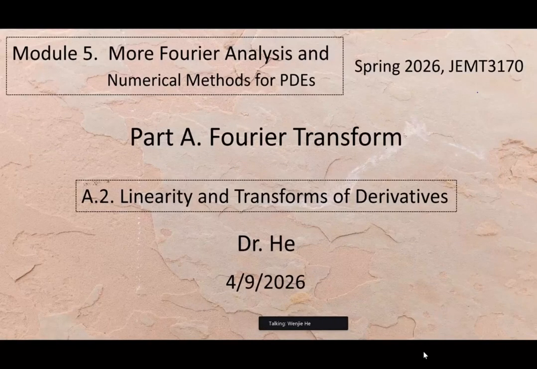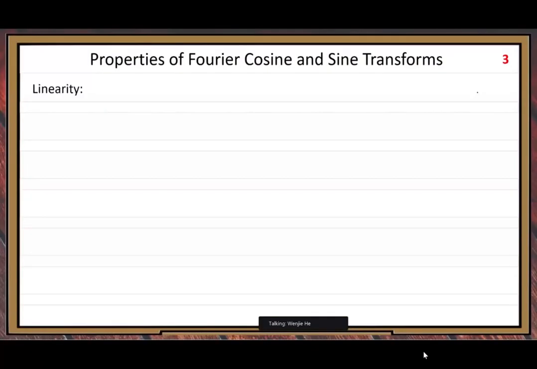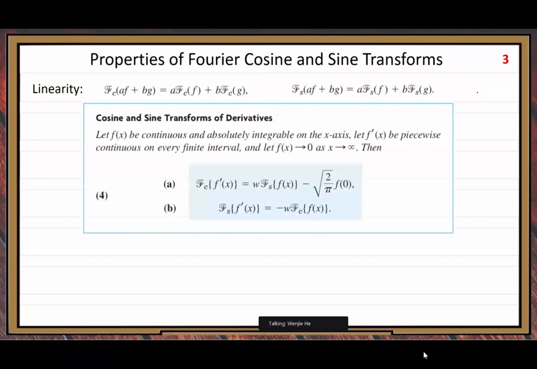Next, linearity and the transforms of derivatives. Let's look at linearity. Remaining 5 minutes. Linearity is very simple. When you apply the transform on a linear combination of two functions, you get the linear combination of their transforms. Pretty straightforward. So for these two transforms, you have those linearity properties.